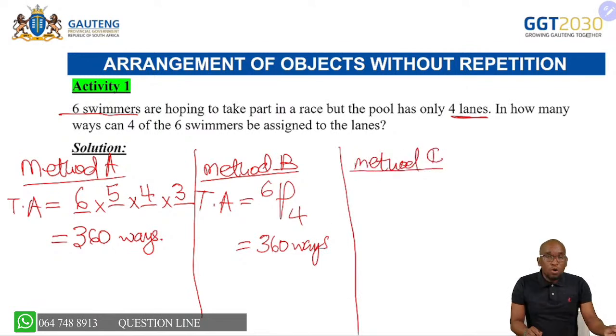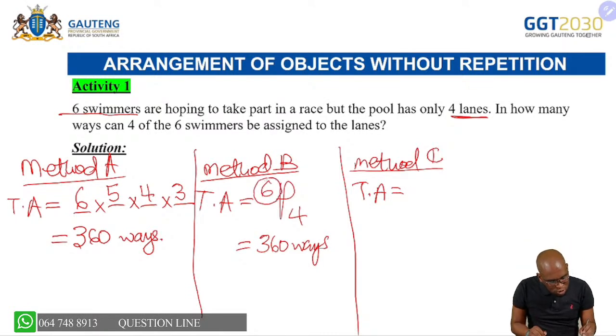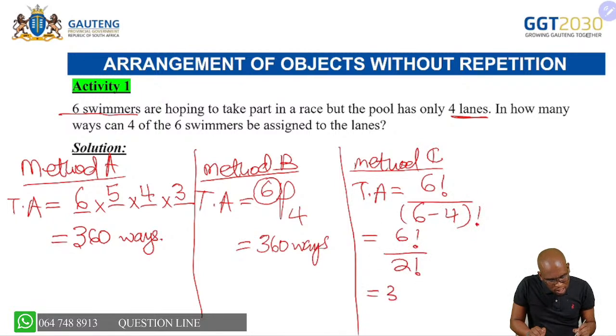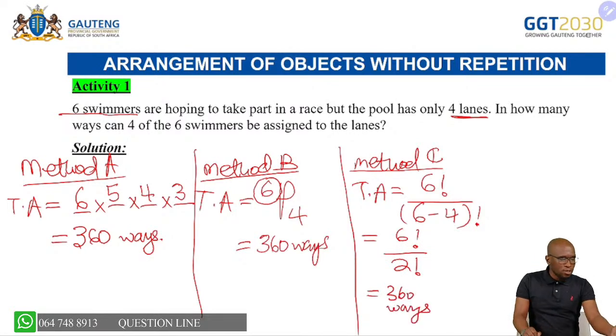Obviously, we can also make use of the same rule, rule 2, which taps into the definition of a permutation. It will say, if you have a permutation, you take the number at the top, the 6, that is 6 factorial, over, you subtract the bottom number from the top one, that would be 6 minus 4 factorial. This would be the same as 6 factorial over 2 factorial, and then you'll get 360 ways. That would be 360 ways.